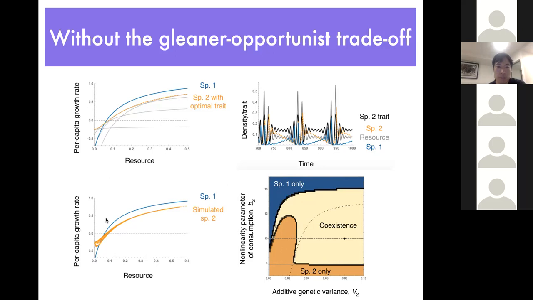And this results in coexistence when species 2 is evolving, as in the top right figure, where again you can see that the non-evolving species 1 is increasing when the system is relatively stable, but the evolving species 2 is increasing when the system is largely fluctuating. And again, the phase diagram is showing the effects of adaptation variance on the parameter conditions for coexistence. But in this case, when v is 0, there is no coexistence region, which means it is impossible for the two species to coexist without rapid evolution in this case, because there is no greener-opportunist trade-off.